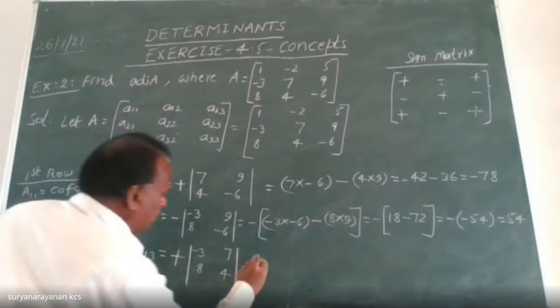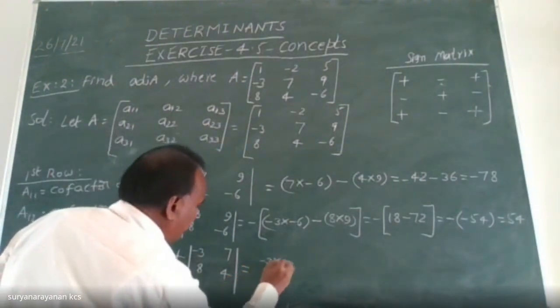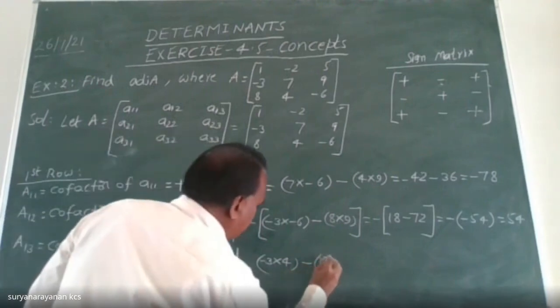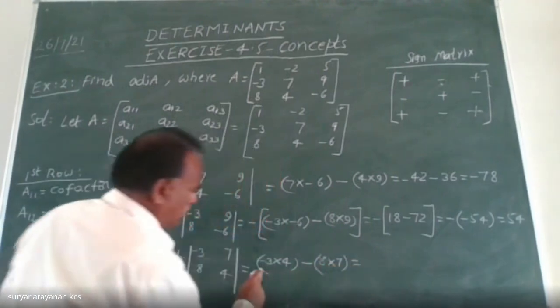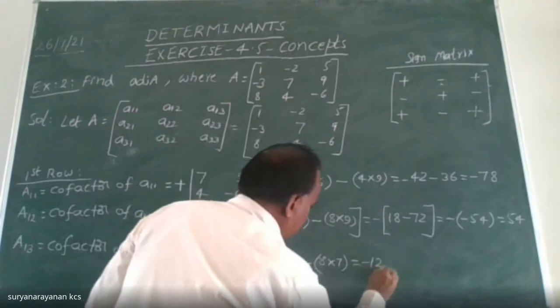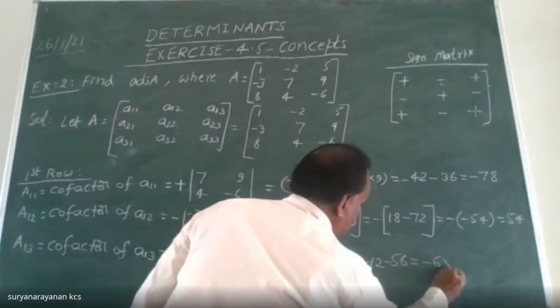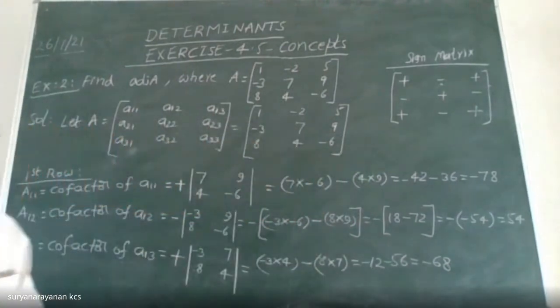Minus 3 into 4 minus 8 into 7. What will you get here? Minus 12 minus 56, minus 68.